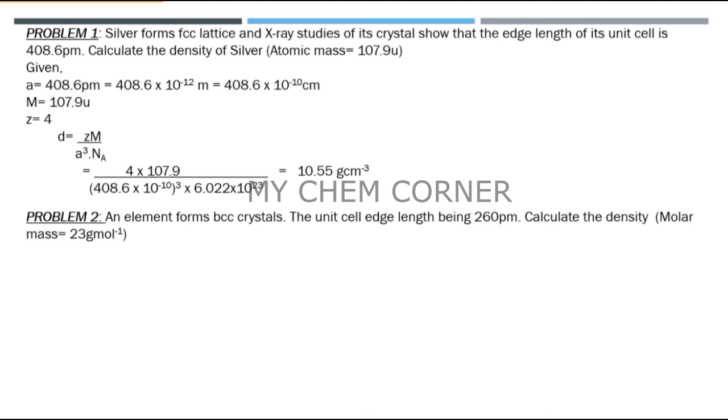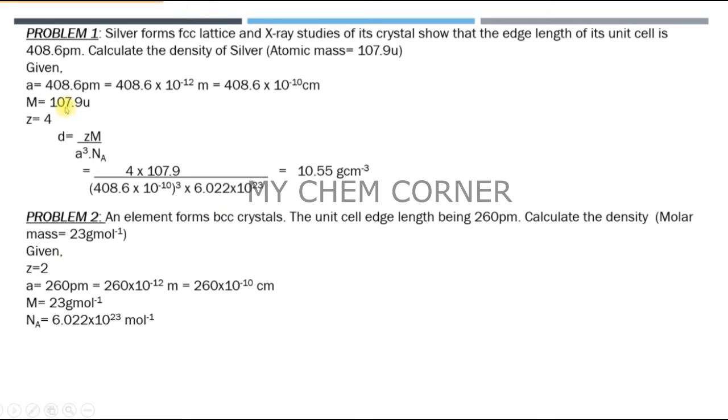Now the next question is problem number 2. An element forms a BCC crystal. The unit cell edge length is 260 picometer. Calculate the density when the molar mass of the element is 23 gram per mole. Similar type of a question, but instead of having it as FCC, we have a BCC crystal here. So let's see what is given to us in the question. Similar type of values. In this case, Z is equal to 2 because it's a BCC. Number of atoms per unit cell for a BCC or a body-centered cube is 2.